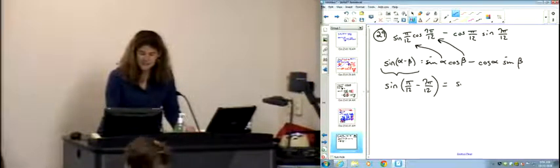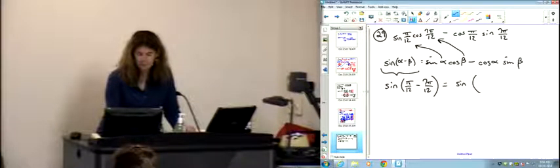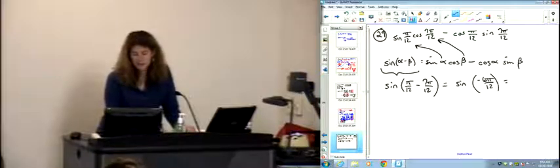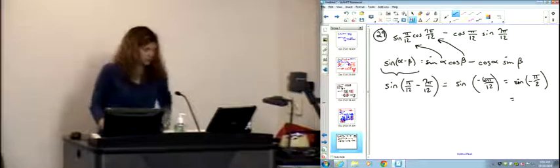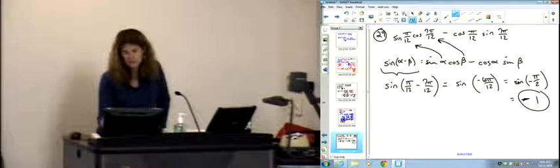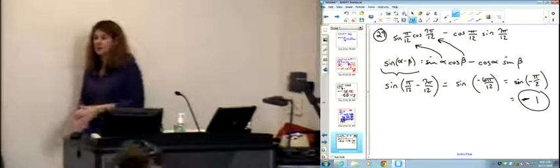All right, so we've got the sine of, what's pi 12s minus 7 pi 12s? Negative 6 pi 12s, which is really, so we've got the sine of negative pi halves. Sine of negative pi halves is going to be what? Negative 1. Yeah, you're allowed to do that. That's what we need to do on this, okay?